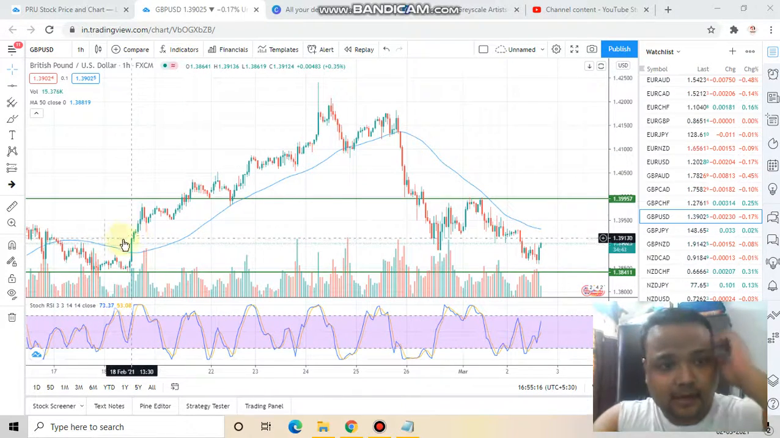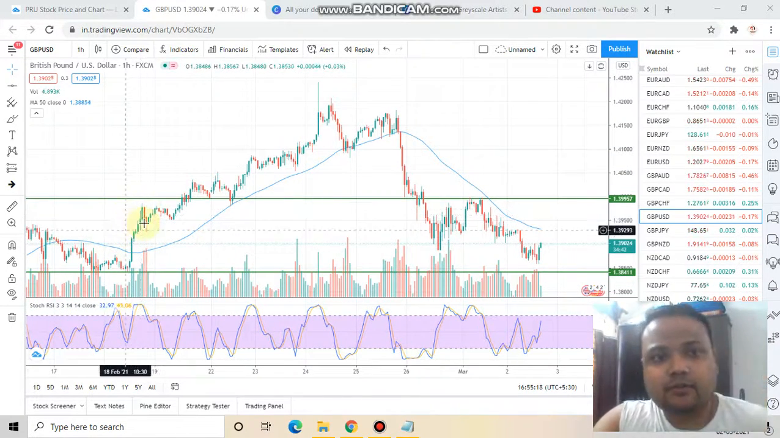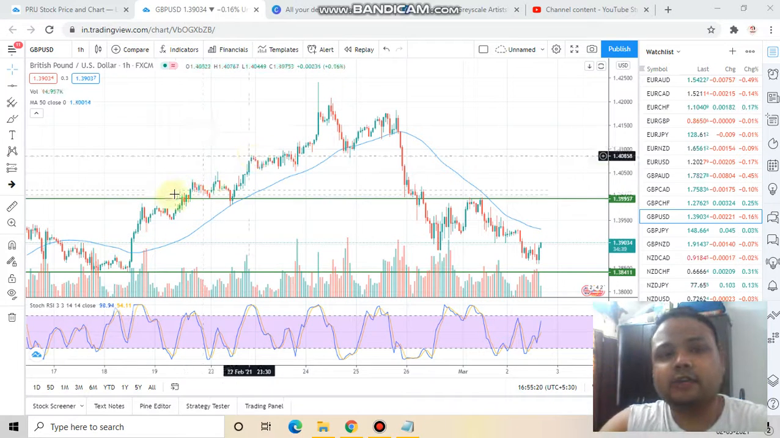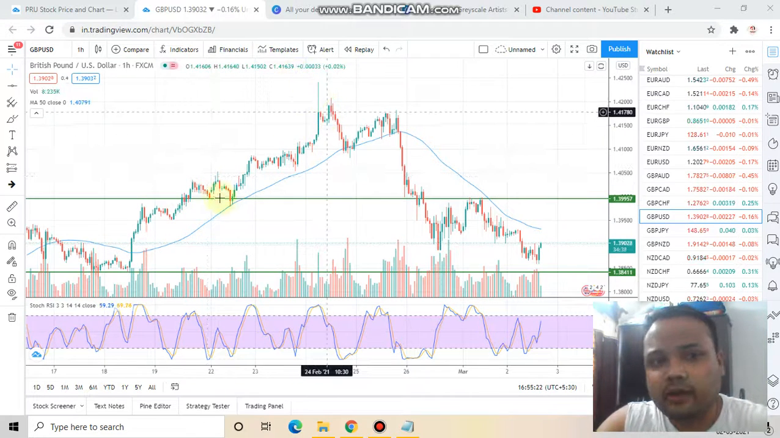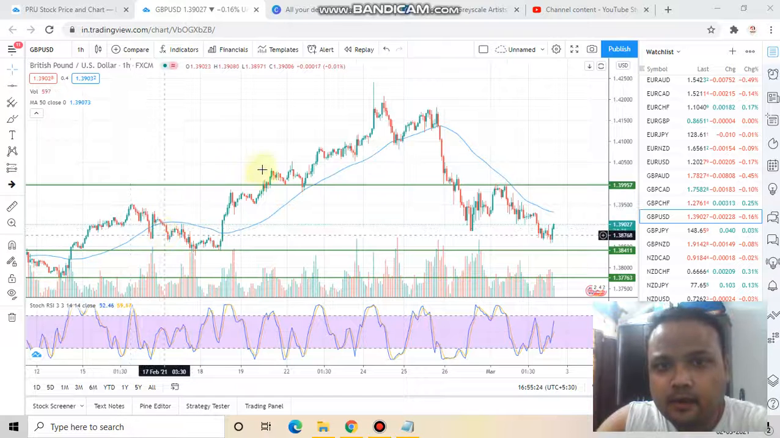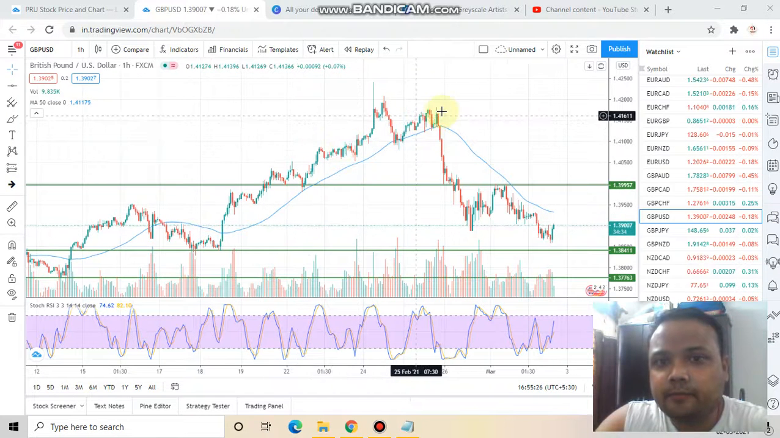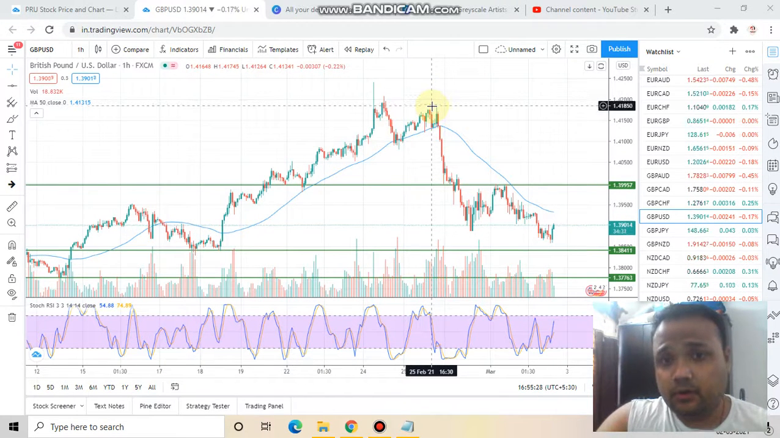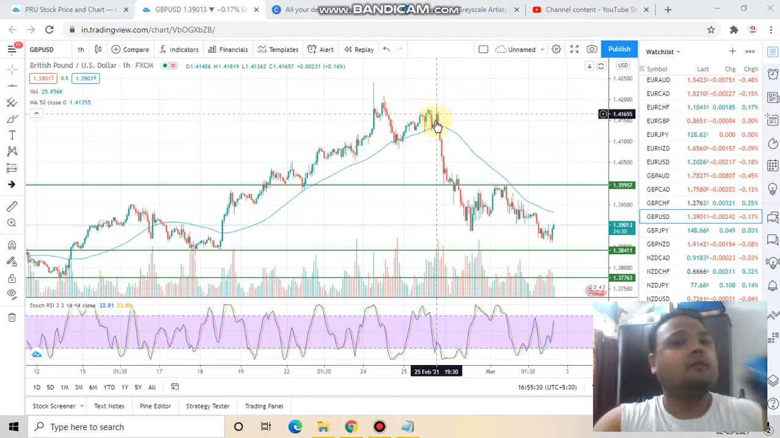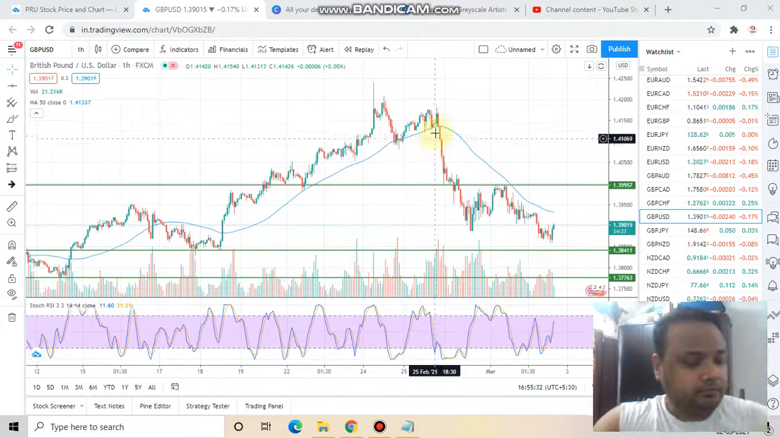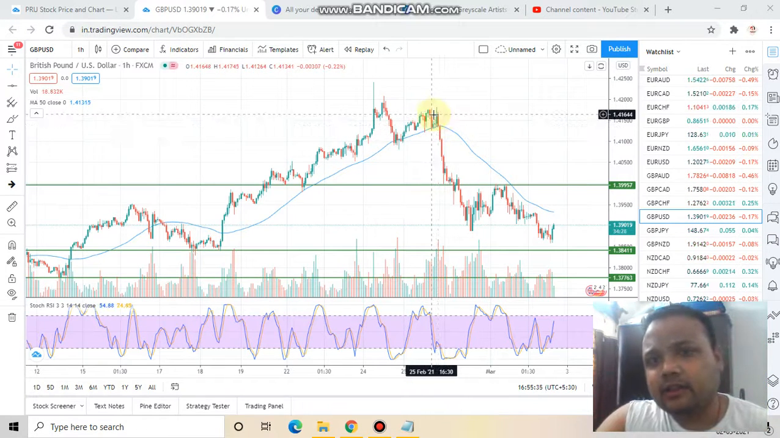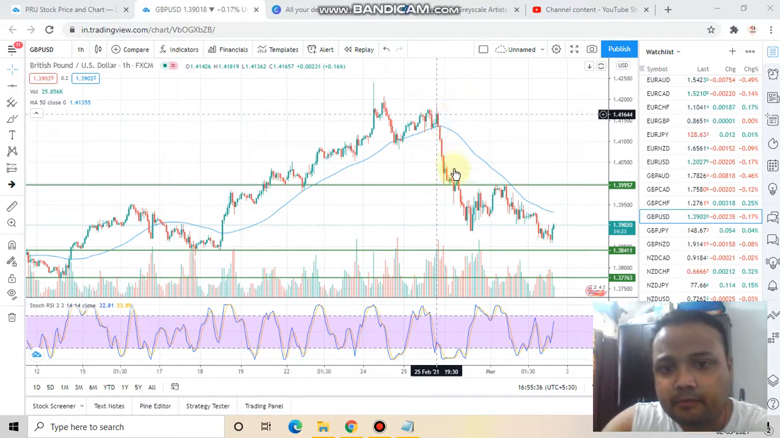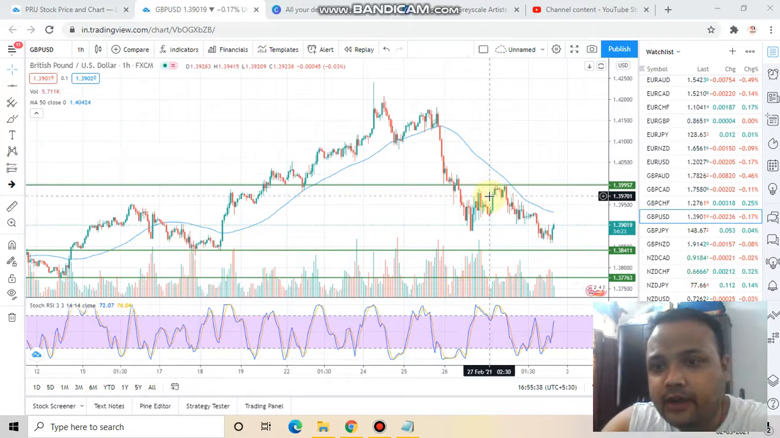So we can see that market was in uptrend. Market was following the 50 moving average. It was taking support, going up, support, going up. It was going beautifully. But here there was a huge sell-off and market broke the 50 moving average and ultimately it came down. And right now it is trading at 1.3901.